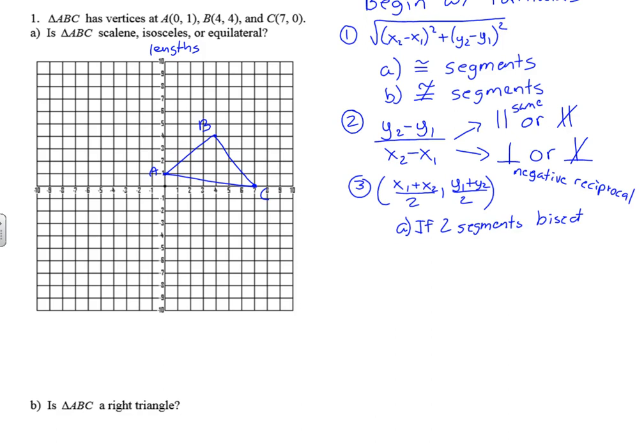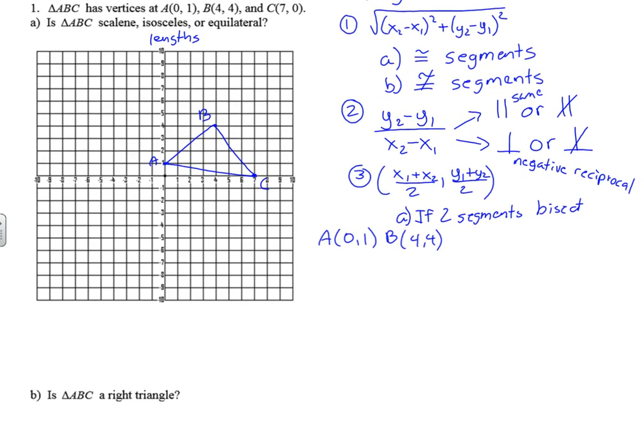So here's what I recommend. Bring the points into your workspace. These things take a lot of work. A is 0, 1. B is 4, 4. People make so many errors not doing this, so always bring the points into your workspace. Let's label them x1, y1, x2, y2.